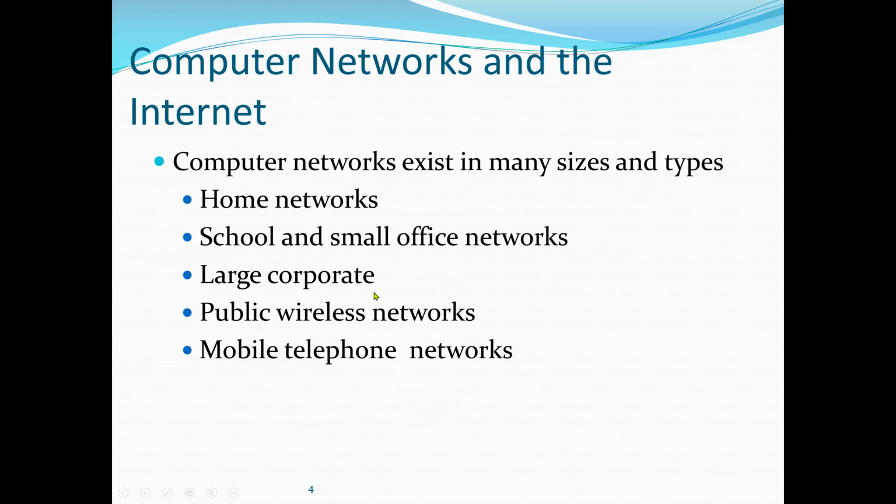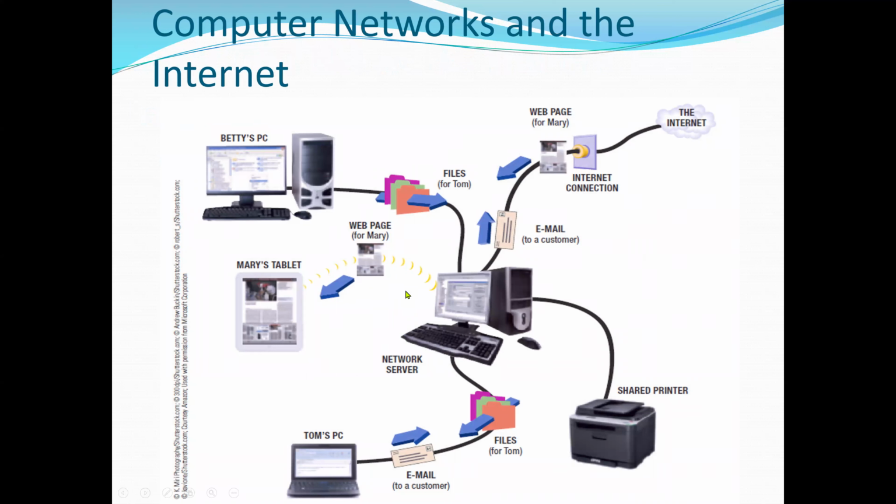Now we have names for the networks, which depend on the geographical area, which is the size of the network. For example, a local area network, which we call the LAN. It's normally a network that occupies one building or one room. Then we also have the wide area network. An example would be the internet, that's the largest network system. So a wide area network means a network that is very large.